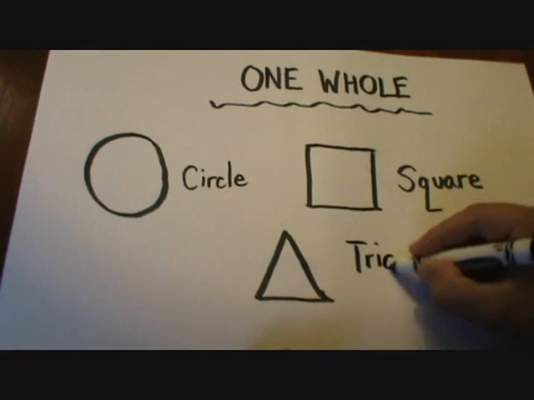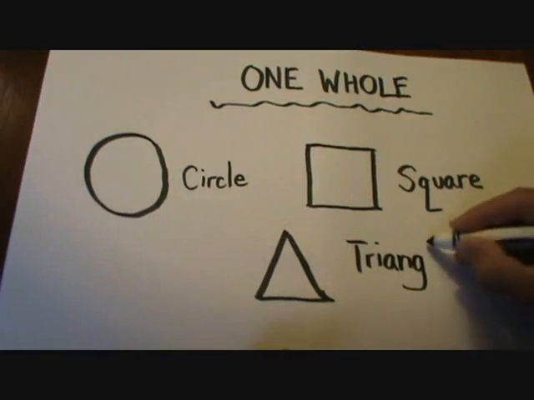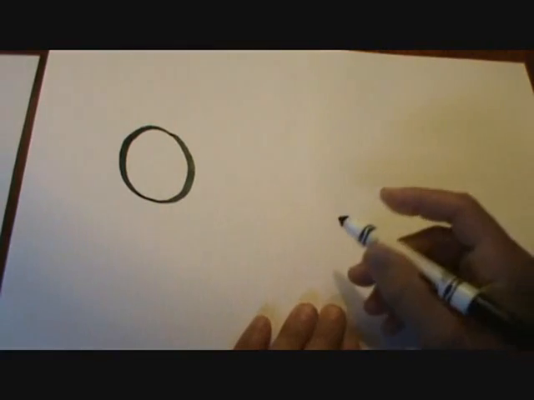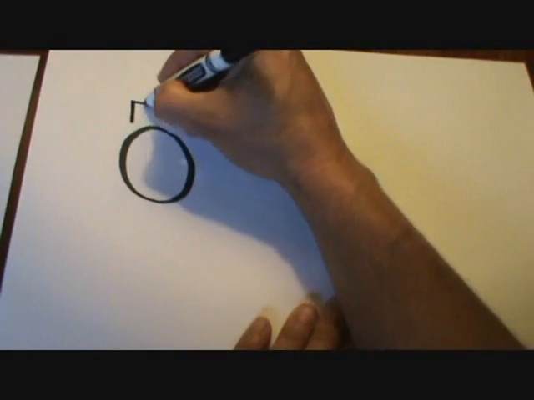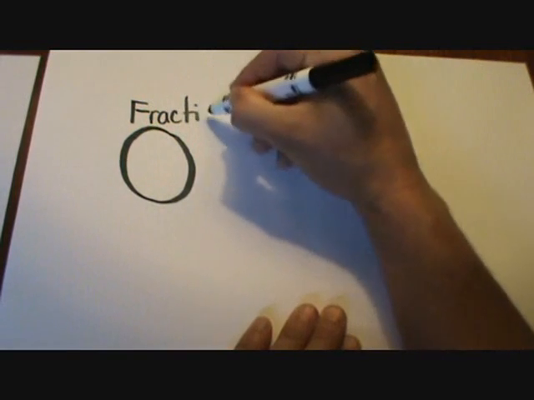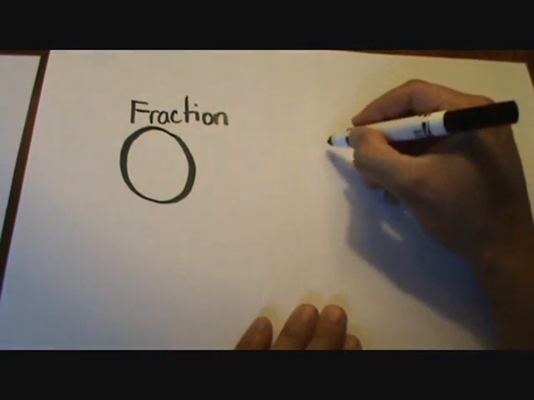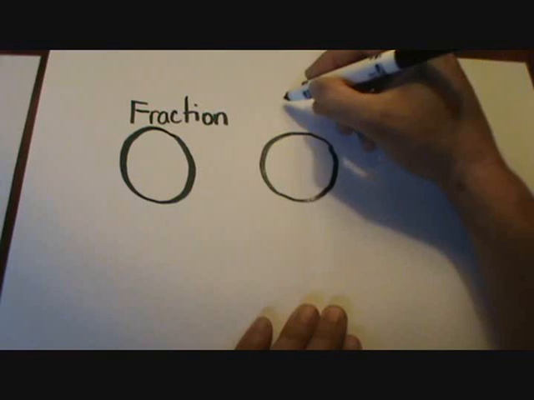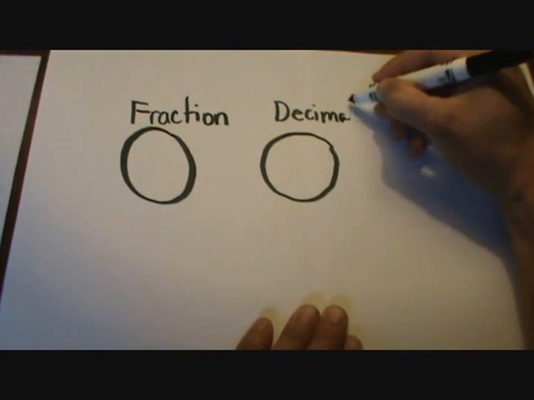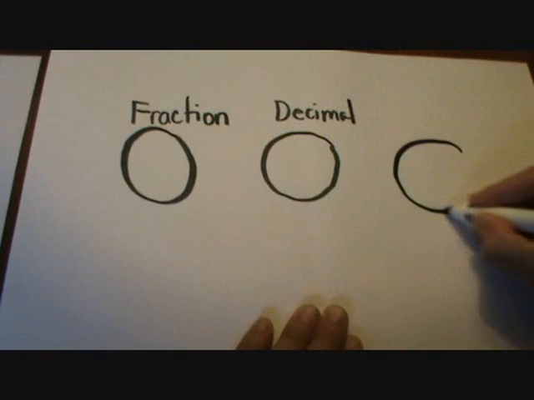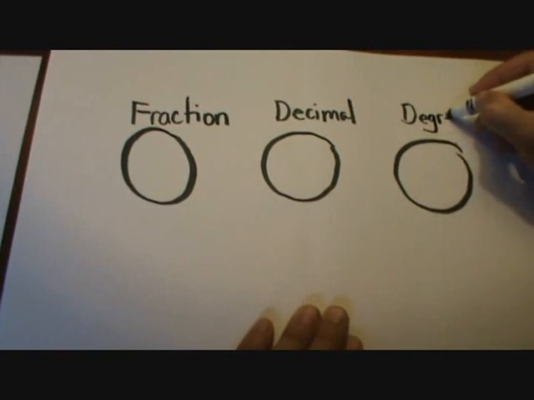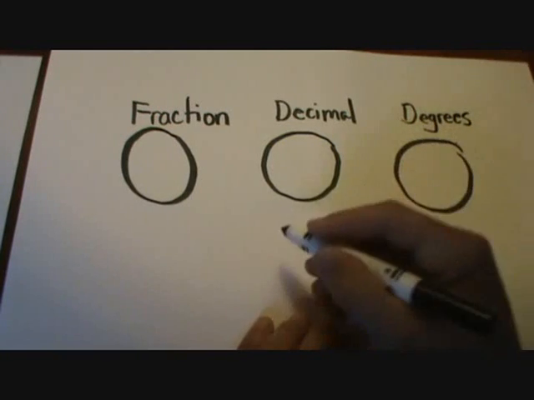We're going to use a circle for most of this because that's what kids are kind of used to from the previous grades. Just like you can represent one whole with different pictures, like a circle, a square, or a triangle, you can also name one whole different ways. You could name it as a fraction, like 2 out of 2, or 3/3, or 4/4. You can name it as a decimal, 1.00, for example. Or you can also name it as degrees of a circle.